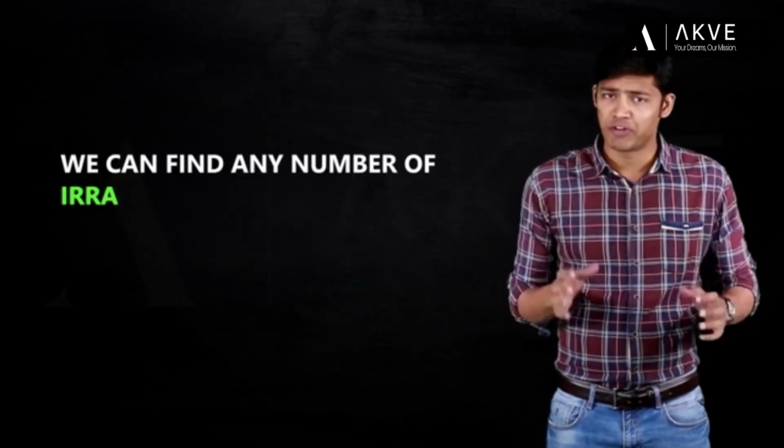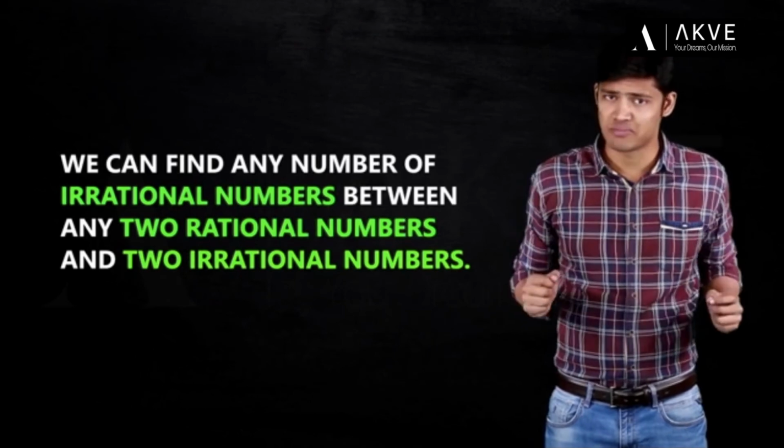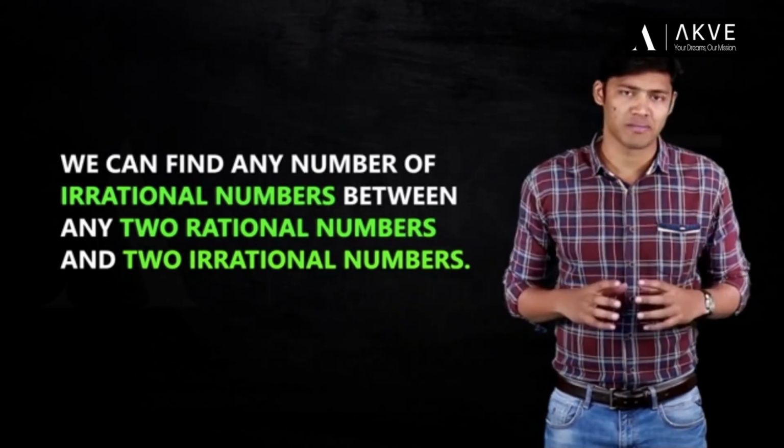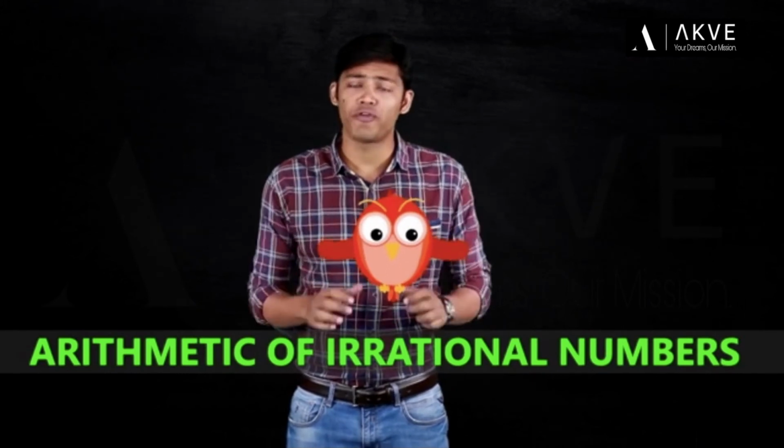In this way, we can find any number of irrational numbers between two rational numbers and also between two irrational numbers as well. So friends, that's all for today. In our next video, we will be discussing the arithmetic of irrational numbers. Till then, keep practicing.